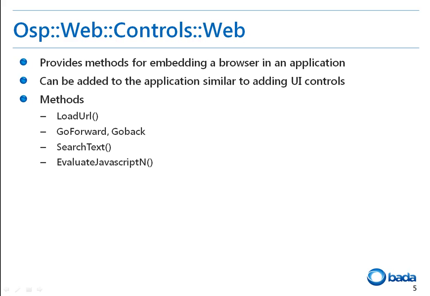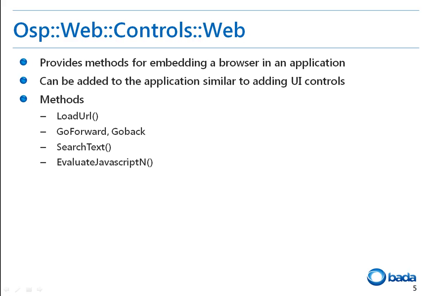The functionalities discussed in the previous page are provided mainly by the Web class. This class provides the methods for embedding a browser in your application to load and render various types of web content. The web content can be added to the application by adding a web control, similar to adding UI controls. The Web class has the LoadUrl API, which loads the resource specified by the URL. You can navigate through the web pages using the GoForward and GoBack APIs.